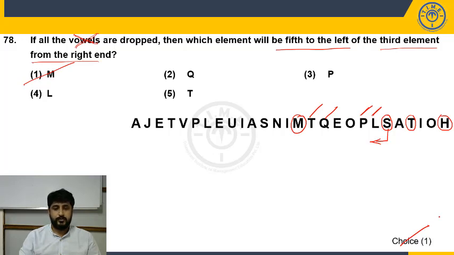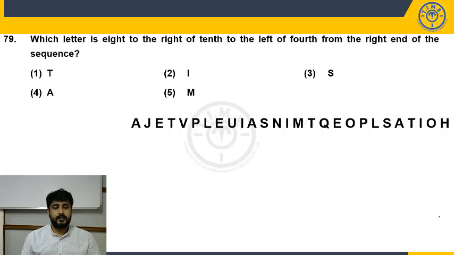Okay, I'll move to the next question. Which letter is 8th to the right of the 9th to the left of the 4th from the right end of the sequence? So we should start counting from the 4th from the right end. What is the 4th from the right end? T. Now with respect to T, 10th left.